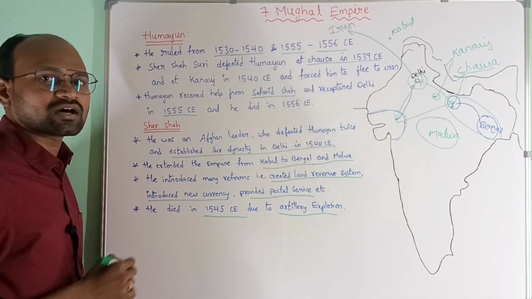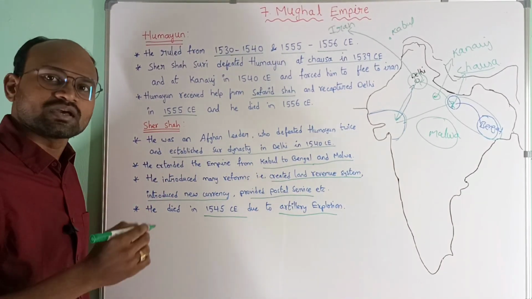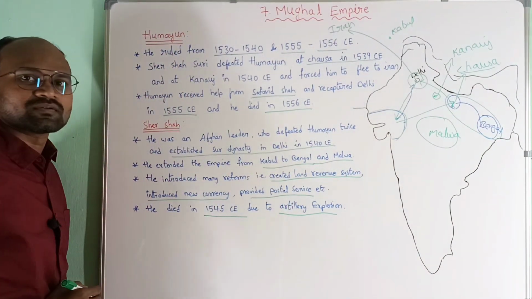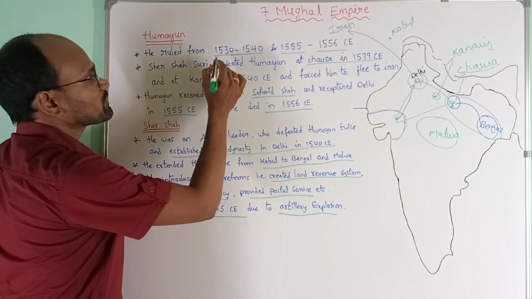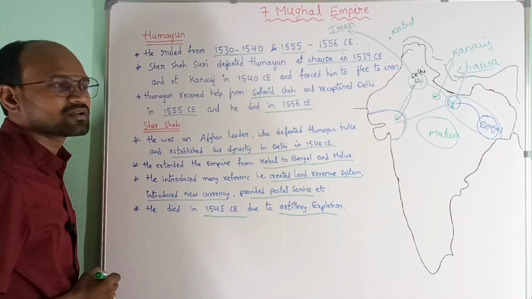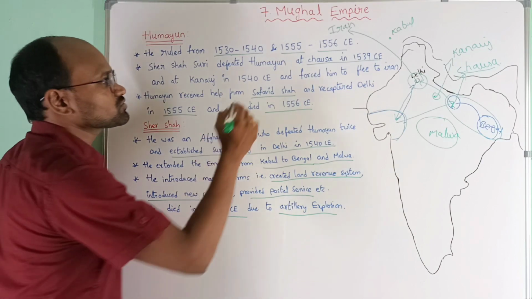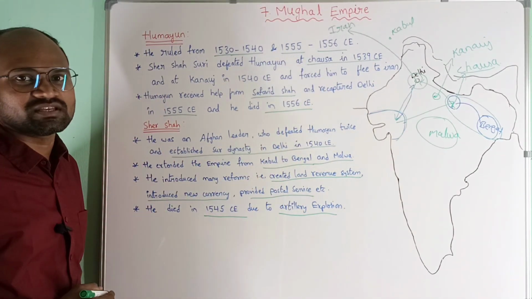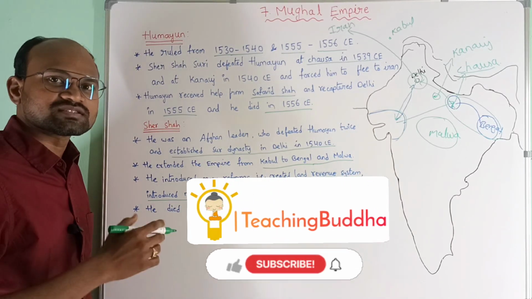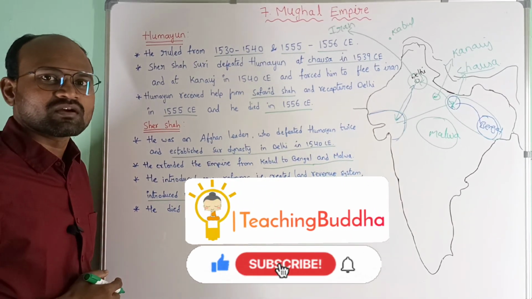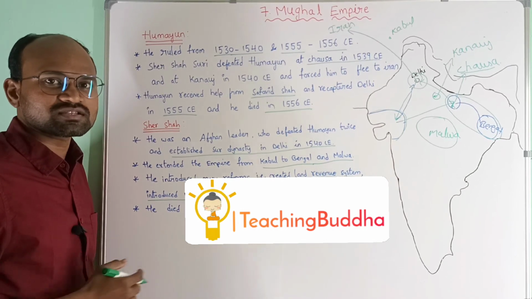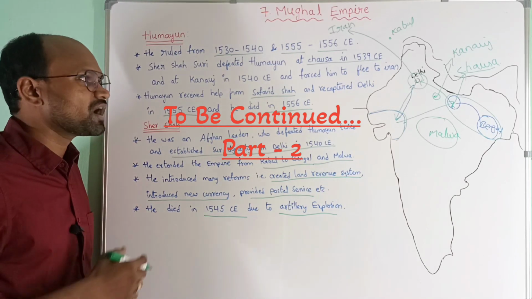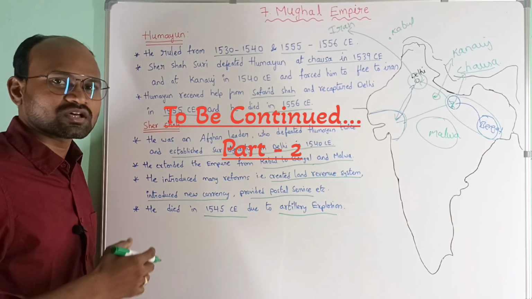After recapturing Delhi in the year 1555 CE, within 1 year he also died, in the year 1556 CE. So that is why Humayun ruled from 1530 to 1540, and also from 1555 to 1556 CE. After the death of Humayun in 1556 CE, his son Akbar came into power. We all know how powerful Akbar was, and Akbar was a very famous ruler in the Mughal Empire. We will learn about Akbar, who belonged to the Mughal Empire.